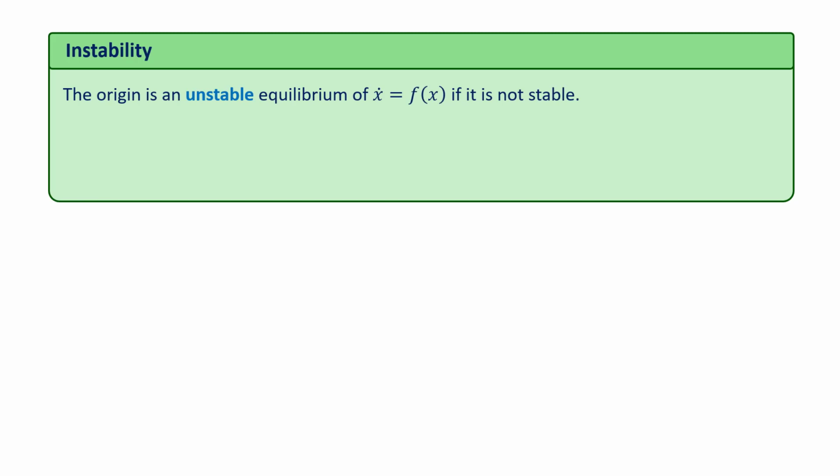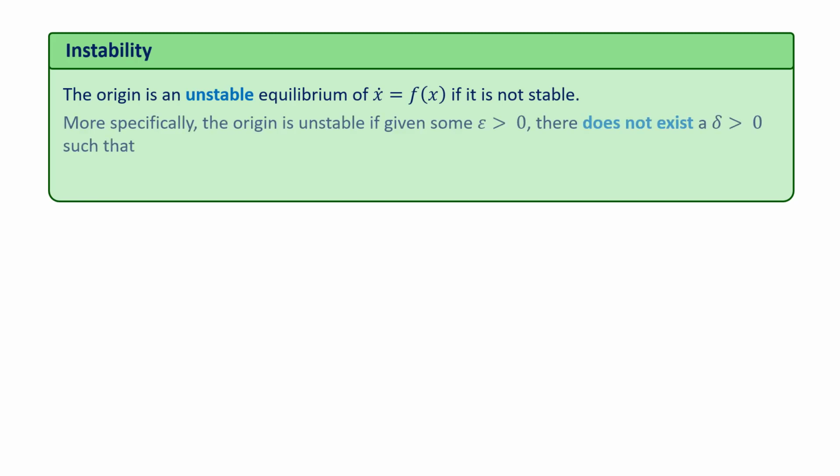We now go to the second definition, which is instability of an equilibrium point. The origin is unstable if it's not stable. This means there exists a positive epsilon for which no positive delta can be found such that norm of x of 0 less than delta implies norm of x of t is less than epsilon for all time.